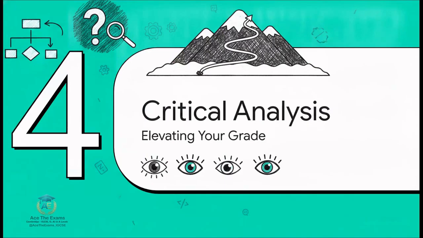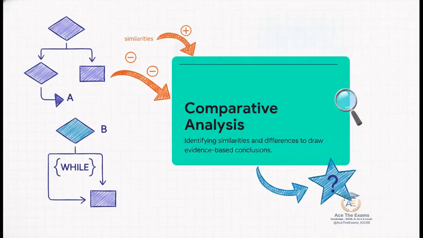Finally, let's explore Section 4, Critical Analysis and Evaluation. This is how you elevate your response to lock in that A-star grade. What's really crucial on this slide is the definition of comparative analysis. When you get to the higher levels like 9618 or 9626, it's not just about spotting a missing directional arrow in a diagram. It's about evaluating the efficiency, the robustness, and the fundamental logic of the given solution.